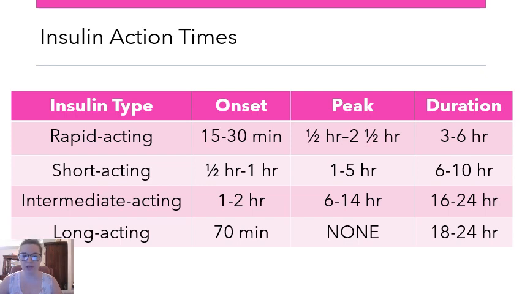Your short acting is going to be a half hour to 1 hour, and peak in 1 to 5 hours, and then your duration is 6 to 10 hours. These ones are the ones that you'll see more often as the AC, so before meals, and that's why we give them with meal times, because by the time it's acting, we need that meal to be in the person's stomach to cover everything. So that's why that 30 minutes to an hour, so we don't give this type of insulin, rapid or short acting, until the food trays are on the floor.